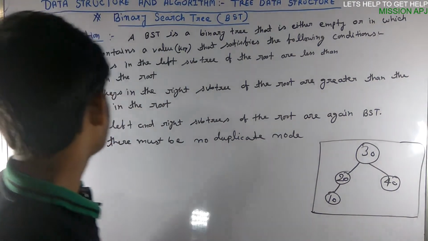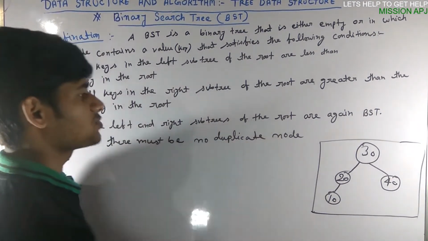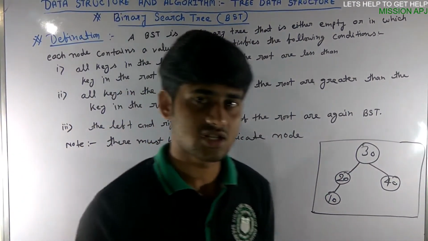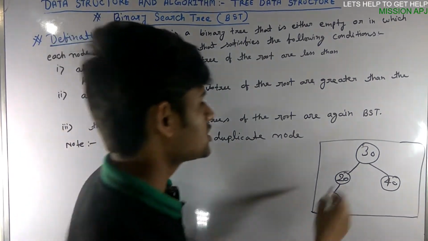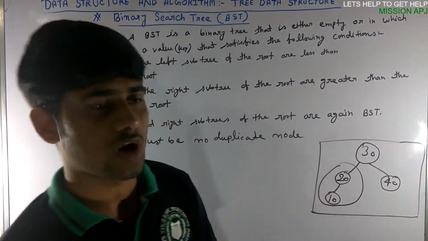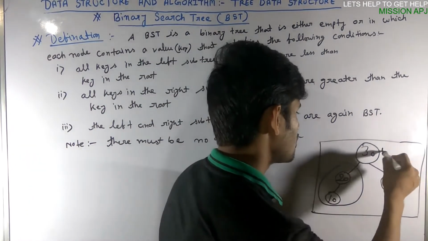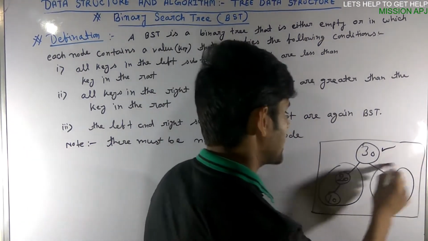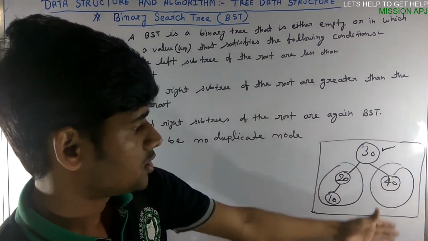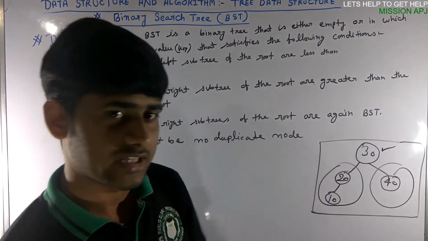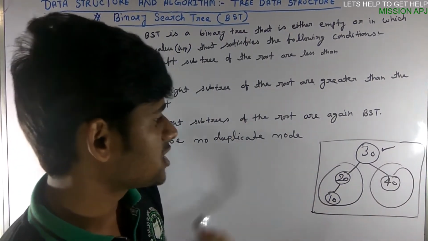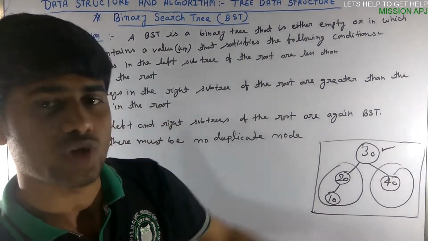That's also satisfying. Now the left and right subtrees of the root are again binary search trees. This one is the left subtree of the tree with root node 30, and this one is the right subtree of the tree with root node 30. Again it is saying repeatedly that this subtree must also be a binary search tree.